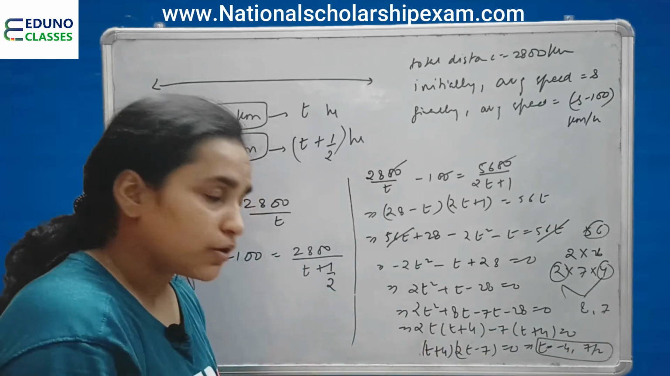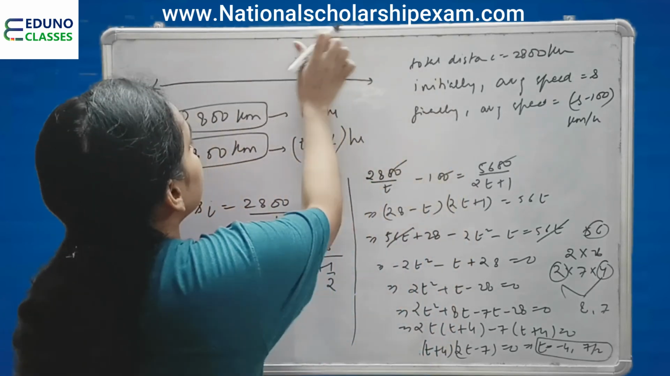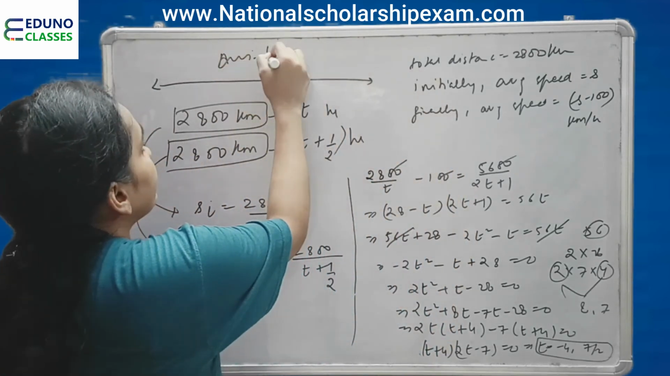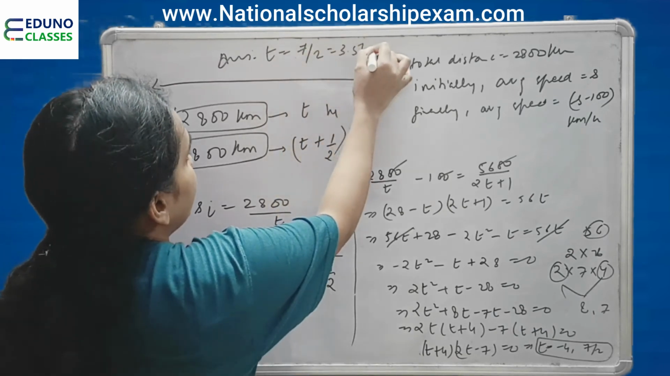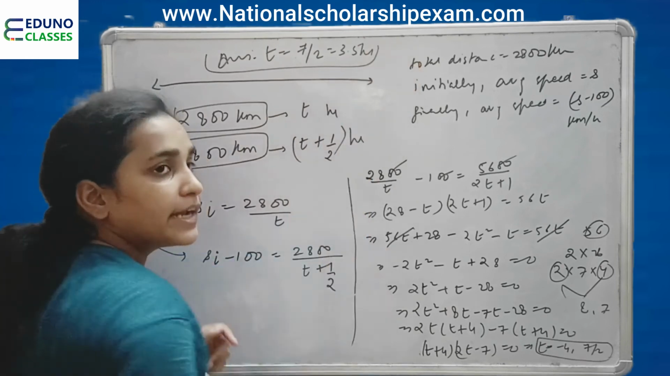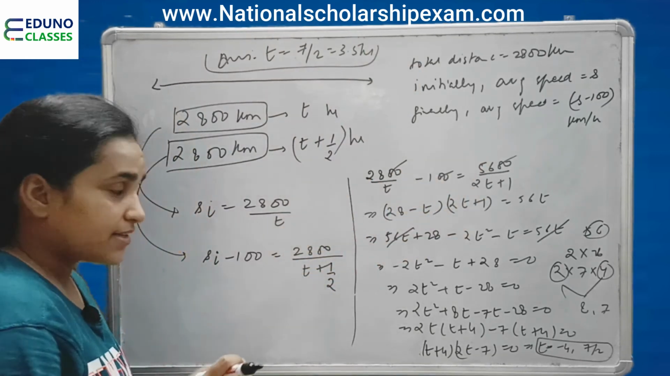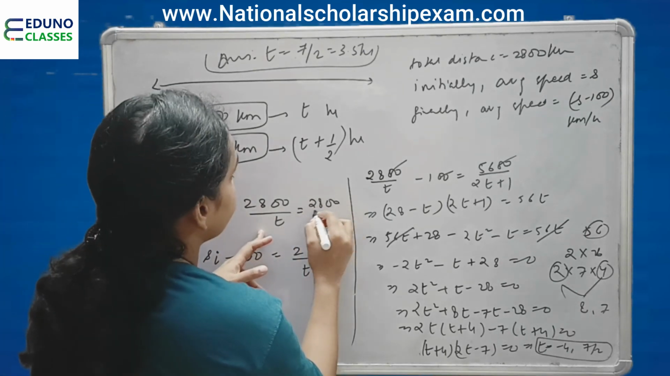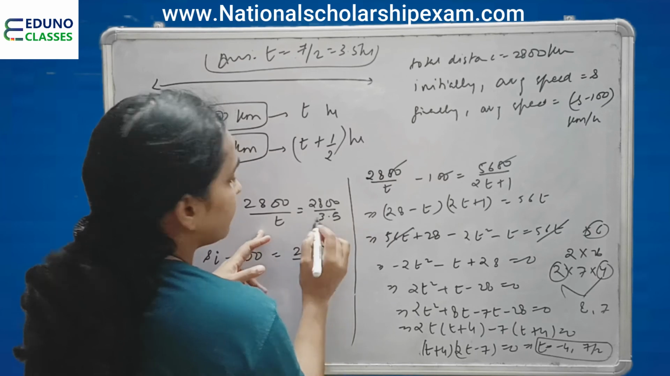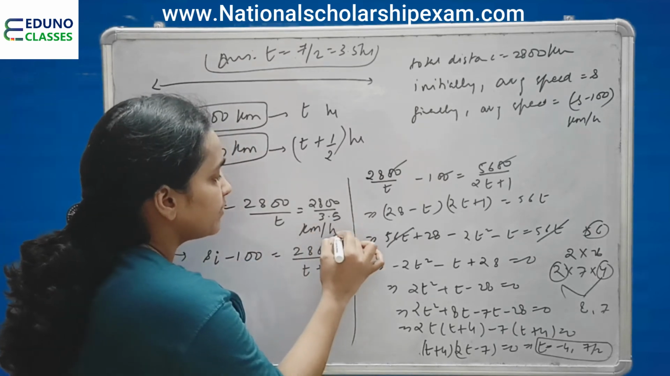We know that time cannot be negative, so the right answer is T is equal to 7 by 2, that is 3.5 hours is the final answer. If it was asking speed, we would have replaced the value of T here and found the initial speed. The unit would be kilometer per hour.